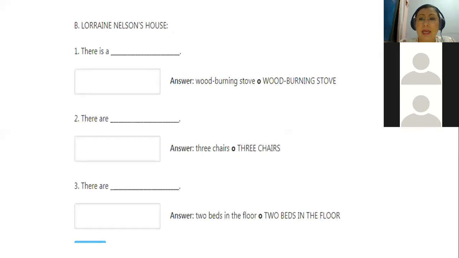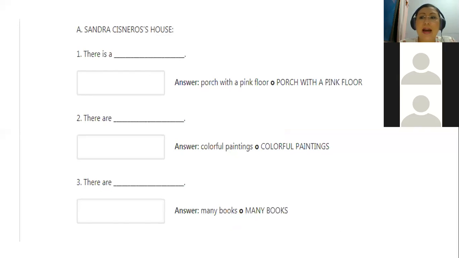And let's see. We have the first description for Sandra Cisneros' house, and you can see, for example, there is a porch with a pink floor. You can write it with small letters, or you can write with capital letters.